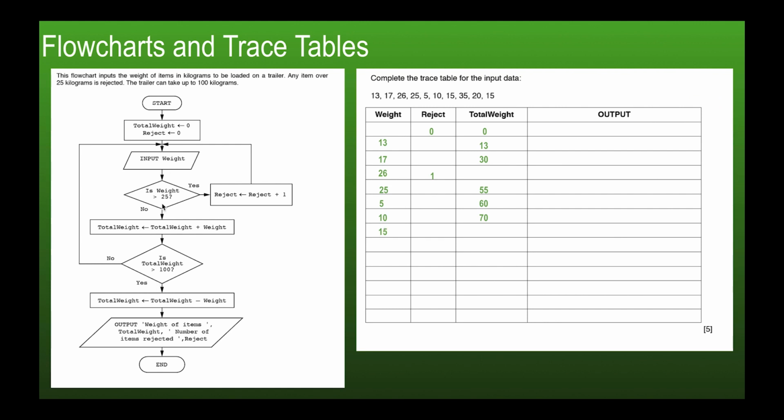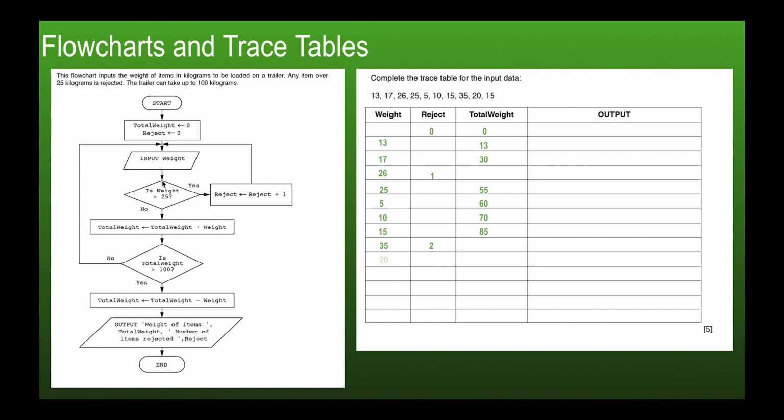Is 15 over 25? Nope. Add it to the total weight. So we're up to 85, which is still not greater than 100. Next weight, 35. Is 35 greater than 25? Bet it is. Reject will now become reject plus 1. So 1 plus 1 is 2. Back around for our next input.